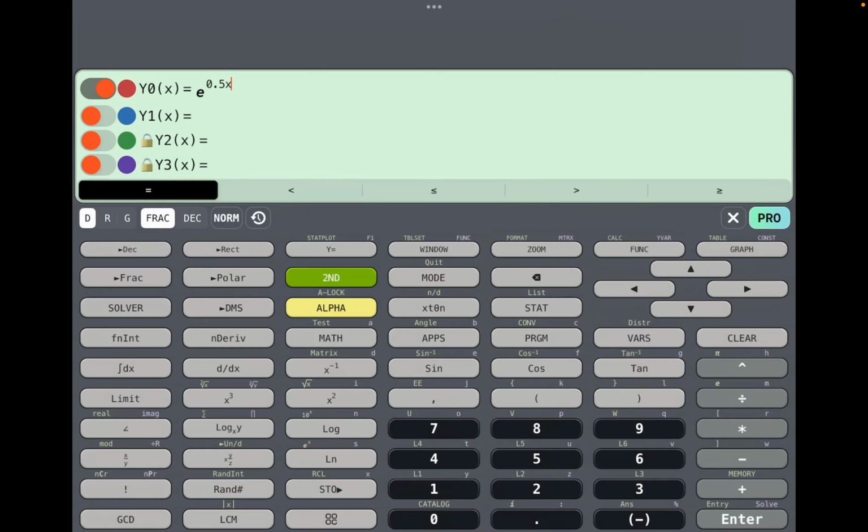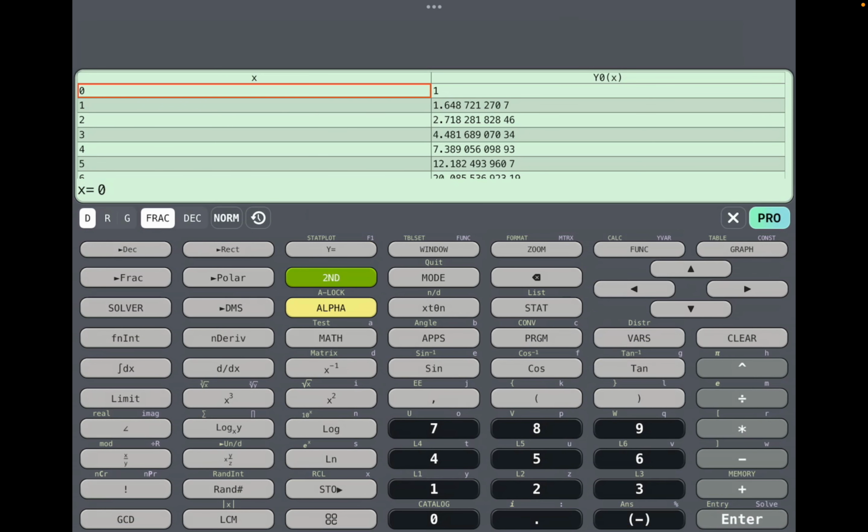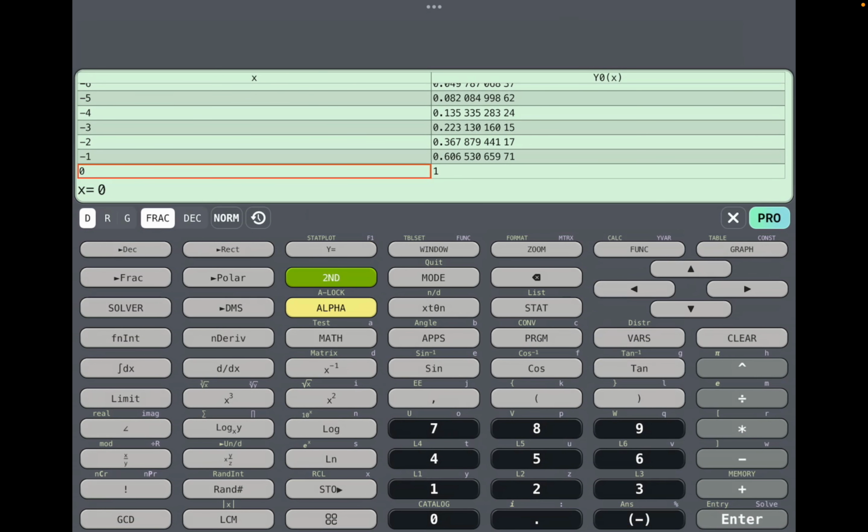And then I don't even necessarily need the graph right now, although that could be helpful to look at as well. But I need the table. So I'm going to hit second and go to graph to get to table. And so as I look at this table, I can look at some of these values. And specifically, I'm going to be looking at values such as -2, -1, 0, 1, and 2.